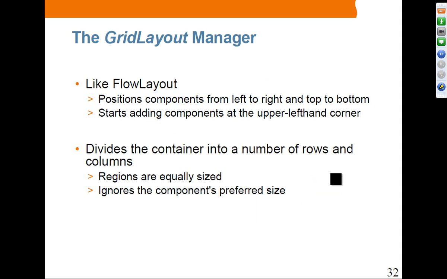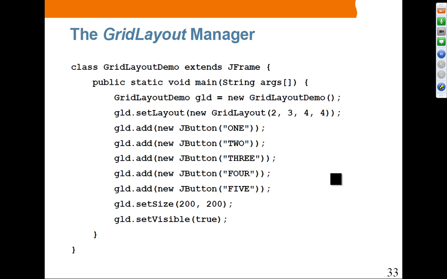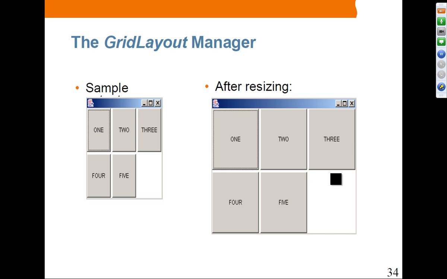Grid layout is like a flow layout, but positions the components from left to right and top to bottom, starting to add components at the left corner. It divides the container into a number of rows and columns, and regions are equally sized and ignore the component's preferred size. If you use this same example with grid layout, you're going to see something like this. Everything is the same size, and after resizing, the size ratio stays the same. So this is the grid layout manager.